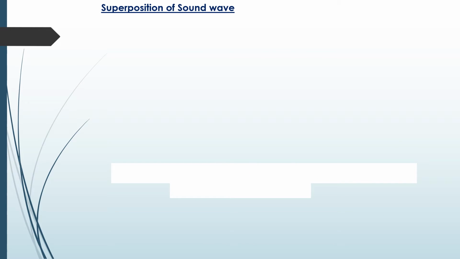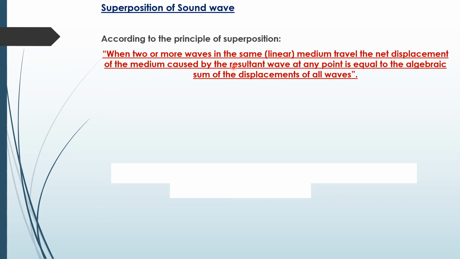Okay, so let's start with superposition of sound waves. According to the principle of superposition, when two or more waves in the same linear medium travel, the net displacement of the medium caused by the resultant wave at any point is equal to the algebraic sum of the displacements of all waves. When two or more waves are traveling in a linear medium, the net displacement at any point is actually the algebraic sum of all the displacement of wave at that point.